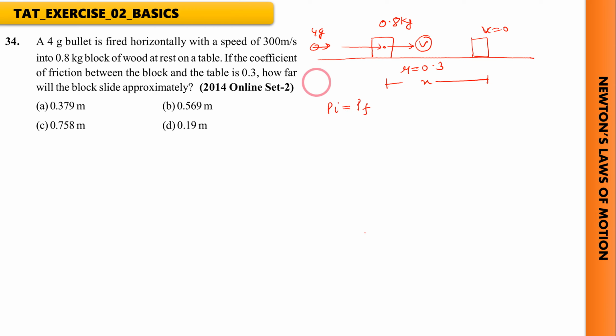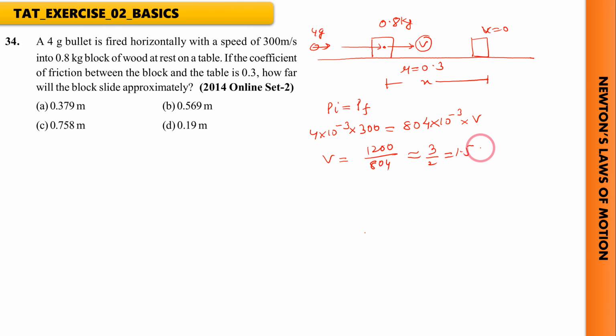Now according to conservation of linear momentum, initial momentum before collision equals final momentum after collision. Initial momentum will have only the momentum of the bullet, so 4 × 10⁻³ kilogram into the speed of the bullet, that is 300, equals 804, because for the bullet and the block, we have to take the combined mass now, into 10 to the power minus 3. This is the total mass of the bullet-block system after collision, moving with, say, velocity v. So this v is coming as 1200 upon 804.